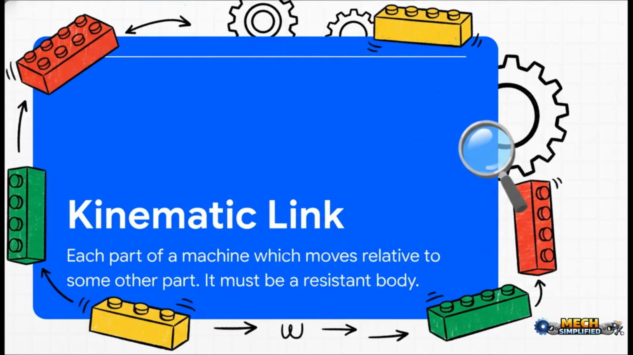So, the first building block is something called a kinematic link. Now, don't let the fancy name fool you. It's really just the engineering term for any single part of a machine that moves relative to some other part. But here's the key. It has to be what's called a resistant body. That just means it has to be strong enough to transmit forces without bending or breaking. A perfect way to think about it? It's like a single solid Lego brick.